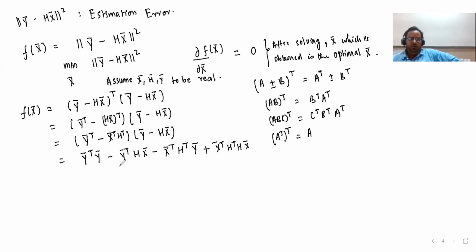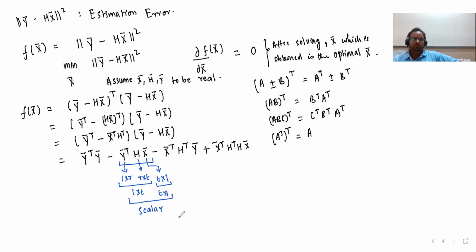Now we have to do some mathematical manipulations here to simplify this expression. In this particular expression, you can see that Y transpose is 1 cross R. This H is R cross P. And this X is P cross 1. So when 1 cross R is multiplied by R cross P, the result will come out to be 1 cross P. And then when 1 cross P is multiplied with P cross 1, the resultant of this completed thing will be a scalar. We will get a scalar value.